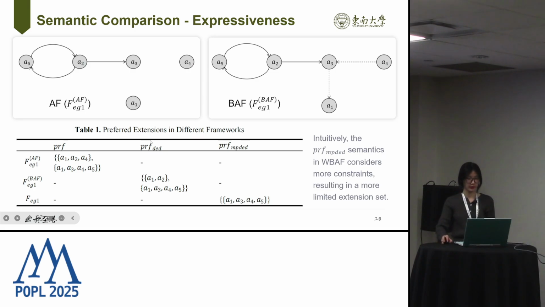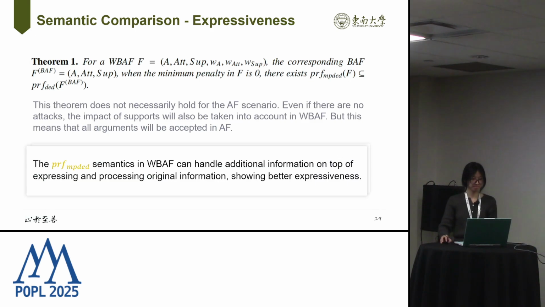On one hand, we weaken the weighted bipolar argumentation framework to argumentation framework and bipolar argumentation framework to evaluate the expressiveness. The preferred extensions in different frameworks are calculated as shown in the table. Intuitively, the preferred semantics in weighted bipolar argumentation framework considers more constraints, resulting in a more limited extension set. Then we can prove that when the minimum penalty in F is 0, the preferred extension set in F will be a subset of the preferred extension set in FBAF.